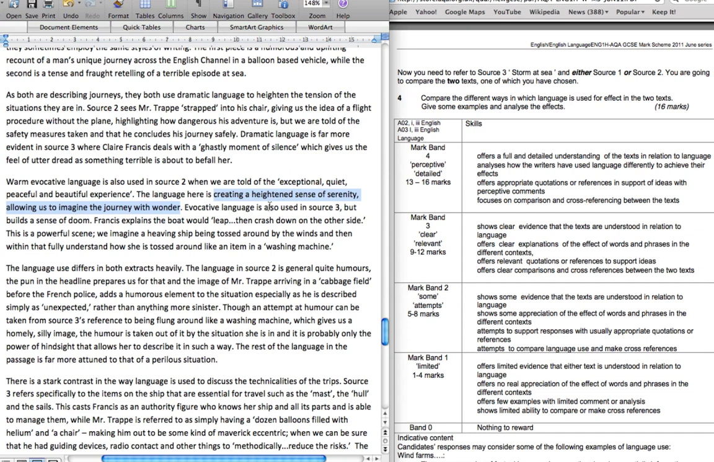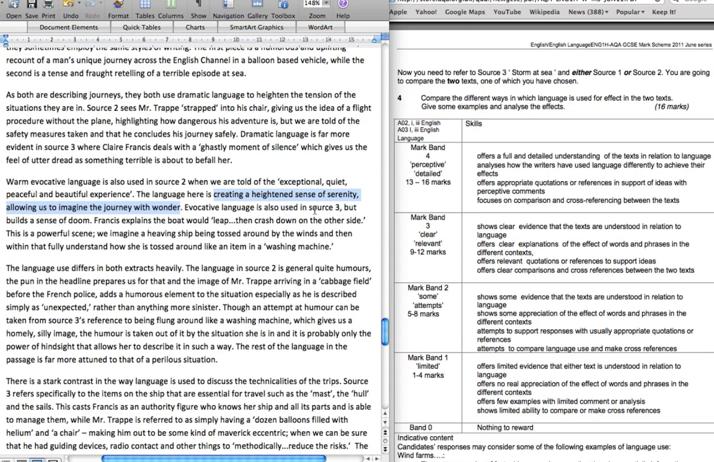So language here is creating a heightened sense of serenity. So that's an intelligent or a perceptive sentence, because obviously we can imagine being up there and being serene, allowing us to imagine the journey with wonder. So it's not just imagining the journey, but obviously with the feeling of which we can actually look back on it. So that's a little close to perceptive. That might be squeezing into 13 there.